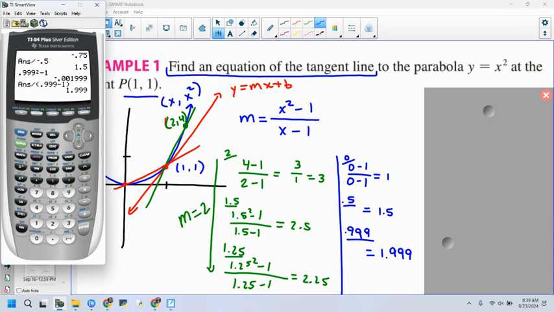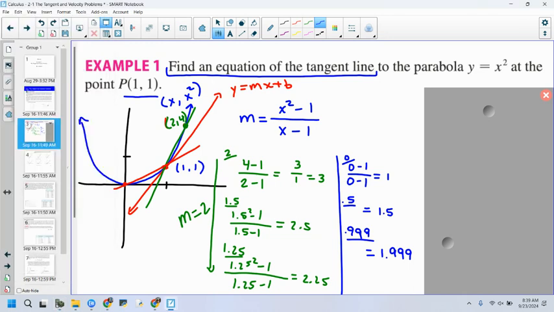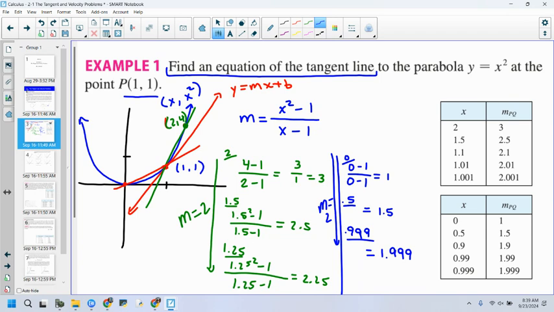Okay, so we are saying from the top end going down to 1, it looked like it was going to go to 2. From the bottom end, also going to 2. Okay? This, what I have hidden over here, is just more points that run that exact same thing. Okay, basically what we just did by hand there.